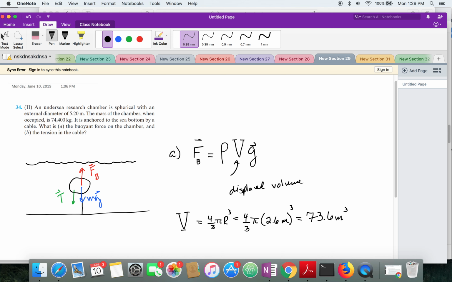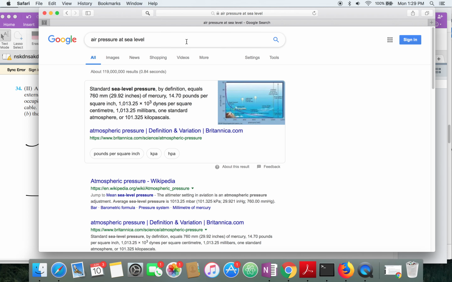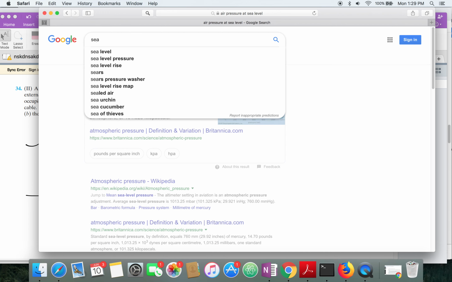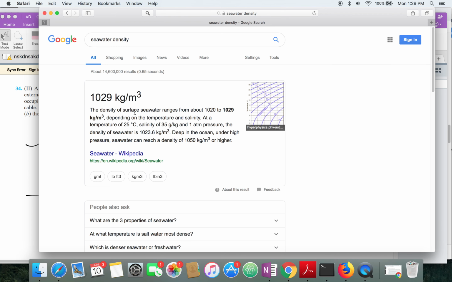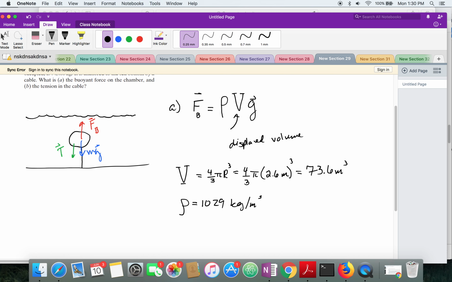Okay. The density of water, this is seawater that we're dealing with here. Seawater density, I think, is 1,000. It's a little bit different than fresh water. So let's just check it out. Seawater density. Yeah, it's 1,029 as opposed to 1,000, which is water. So it's a little more dense than water. It's 1,029 kilograms per cubic meter. Okay, cool. And g is 9.8, so we're good to go at this point.